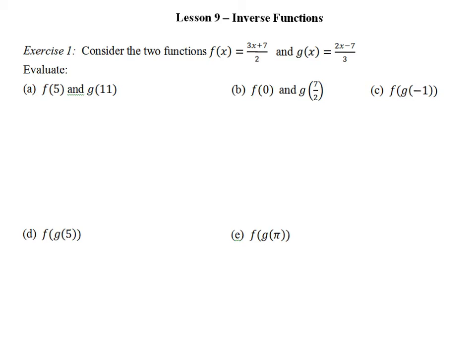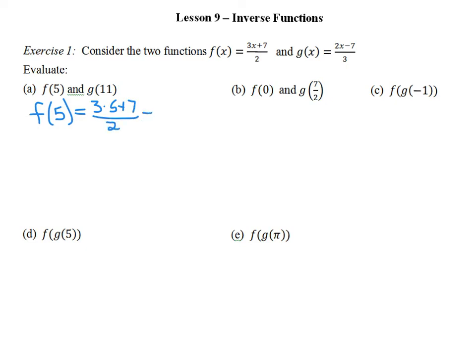We're going to be doing an exploratory exercise first, where we consider the two functions f of x equals (3x plus 7) divided by 2, and g of x is equal to (2x minus 7) divided by 3. So for the first part, we want to evaluate f of 5. To find f of 5, we are substituting the number 5 in for x into the function f. So we're going to say (3 times 5 plus 7) divided by 2.